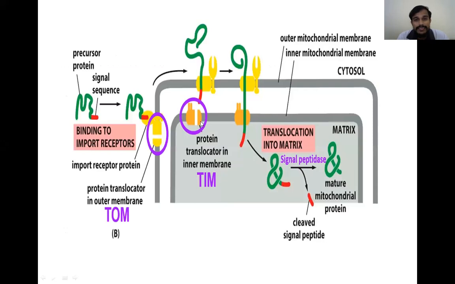So here you can see in this picture, this is the cytoplasm, the outer part, and this is the mitochondria. Here you can see the outer membrane and inner membrane of the mitochondria, and here are the protein translocators. On the membranes, the protein translocators are present. These will selectively send only the required proteins inside the organelle.